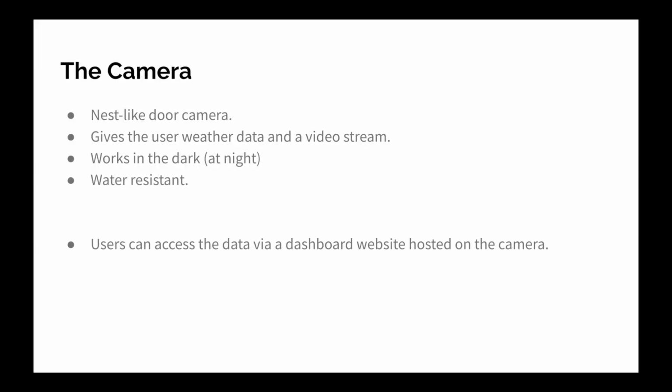For our project, we implemented a Nest-like door camera. A user is able to see data from various sensors on a dashboard website. The hardware or sensors we use for this project include a camera, humidity and temperature sensor, a sound detector, and a photoresistor. Let's start by talking about the hardware of our system.